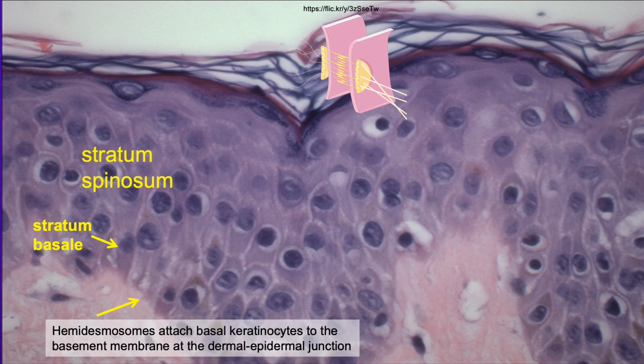At the dermal-epidermal junction, there's an analogous structure known as the hemidesmosome, and this would be present here. Typically, we can't see that on H&E.